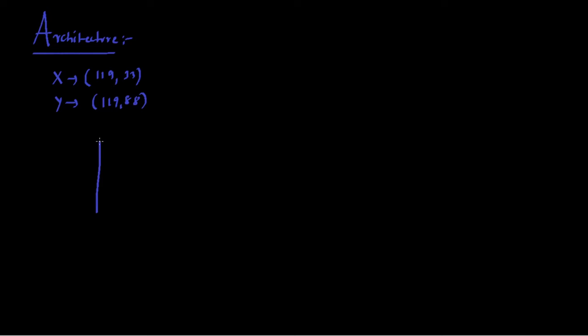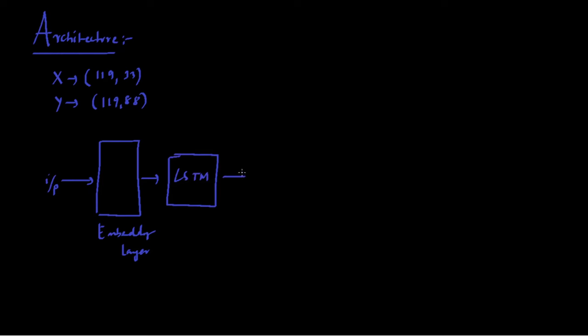We will be having an embedding layer. So input goes through the embedding layer. And then we have the LSTM unit. And after the LSTM unit, we will have a dense layer. And after the dense layer comes the final output. Okay, so this is how the architecture diagram looks like.